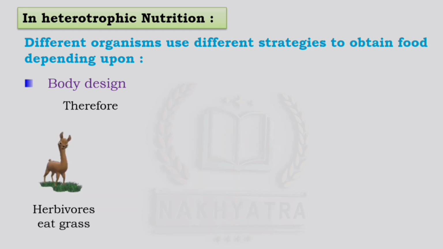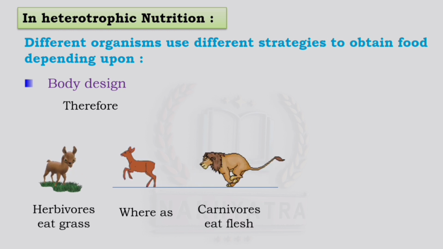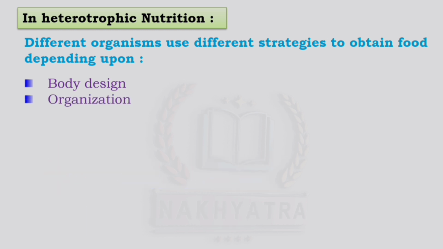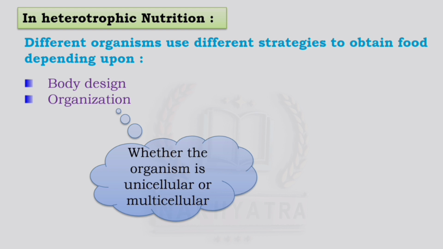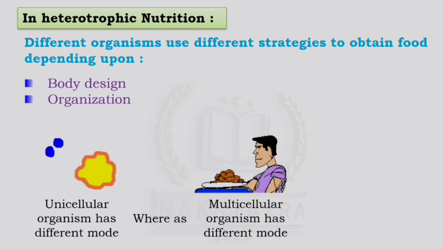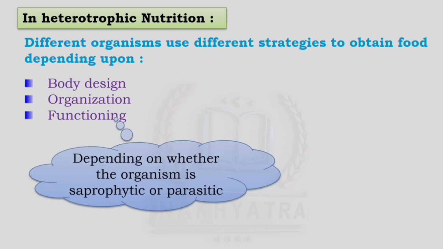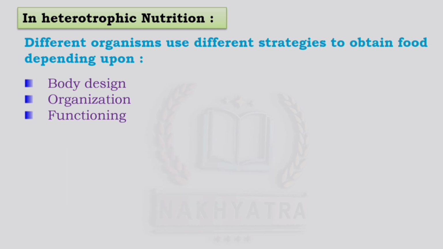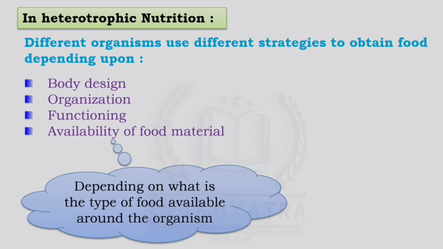So we can say that herbivores eat grass whereas carnivores eat flesh. Second point is organization, whether the organism is unicellular or multicellular. A unicellular organism has a different mode, for example amoeba, whereas a multicellular organism has a different mode, like us humans. The third is the functioning, depending on whether the organism is saprophytic or parasitic. Then the last point, availability of food material, depending on the type of food available around the organism.